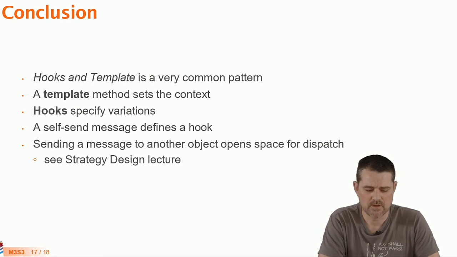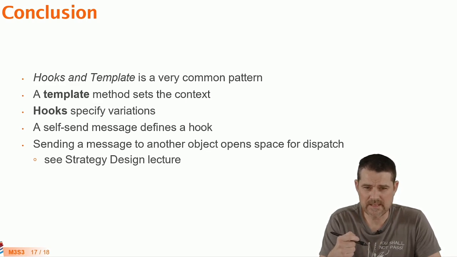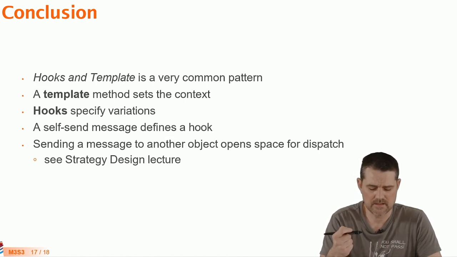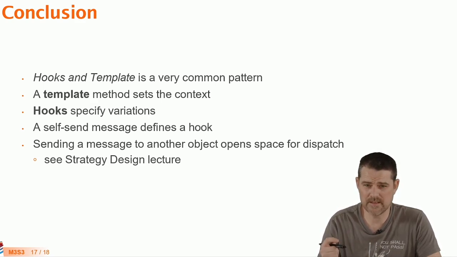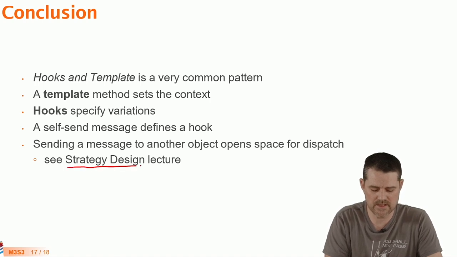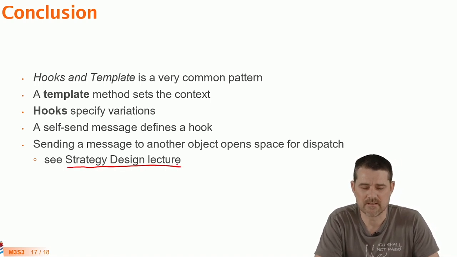So in conclusion, hooks and templates are a very common pattern. The template method sets the context, and hooks specify some variations that can be refined in subclasses. Usually, this is done by self-send. It means that we can provide a default implementation in the class, and this can be refined in subclasses. But sometimes this is not a self-send. Sometimes I can delegate by sending a message to another object, and it opens the space for dispatch. This is related to the strategy design lecture that you will see later on.